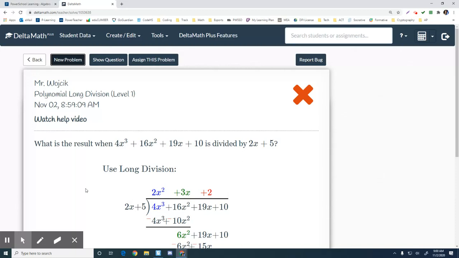Oh, I got it wrong. Well, that's because, if you look at the first terms, 4x cubed and a 2x, so I did actually divide that. But thank you for the vote of confidence.